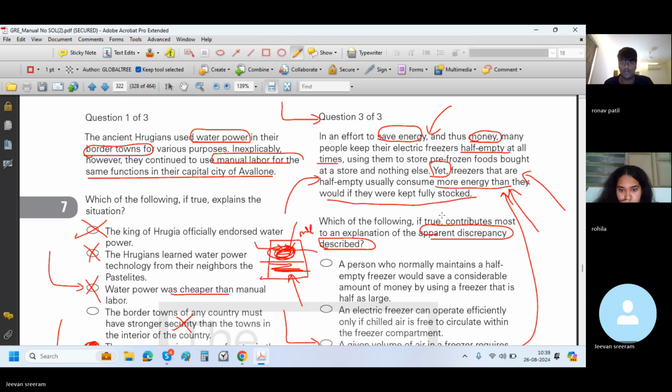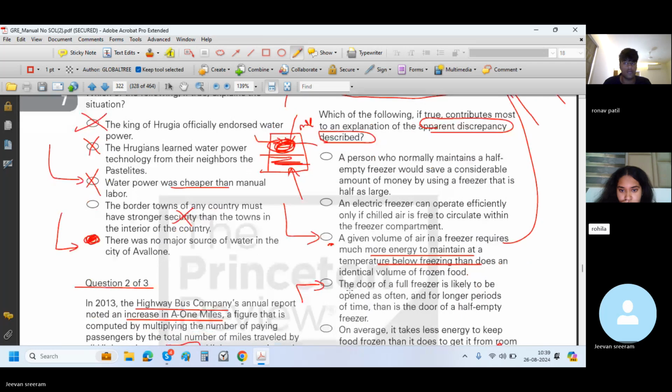Than it would if the rest of the fridge were kept stocked. Okay. The door of the full freezer is likely to be opened more often and for longer periods than a half empty freezer. Okay, a full freezer is likely to be opened often. If you open it frequently, what happens? More energy.